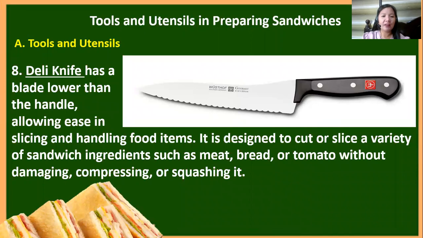We also have a deli knife. It has a blade lower than the handle, allowing ease in slicing and handling food items. It is designed to cut or slice a variety of sandwich ingredients such as meat, bread, or tomato without damaging, compressing, or squashing it.